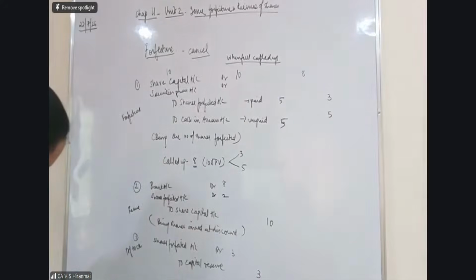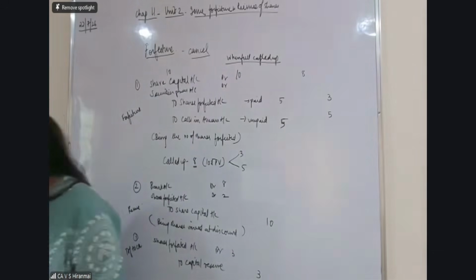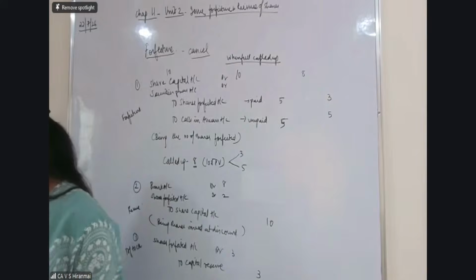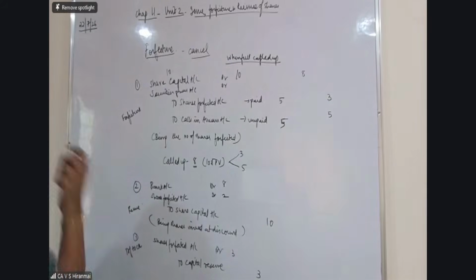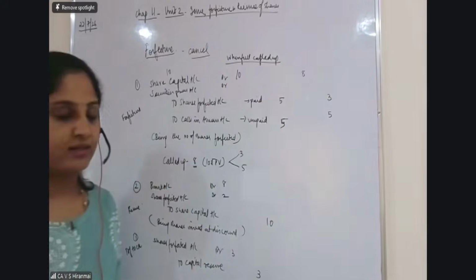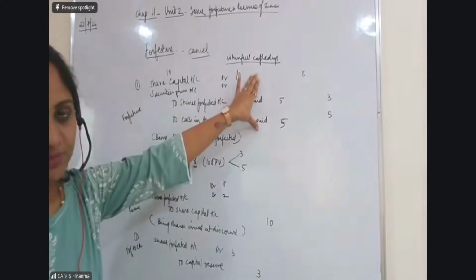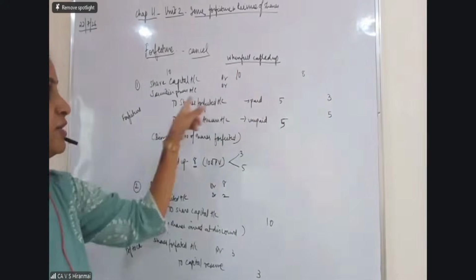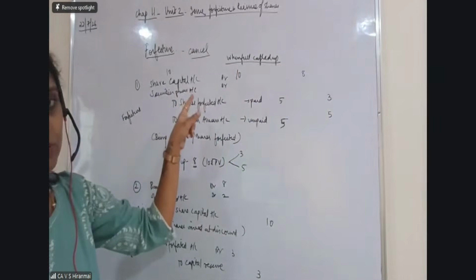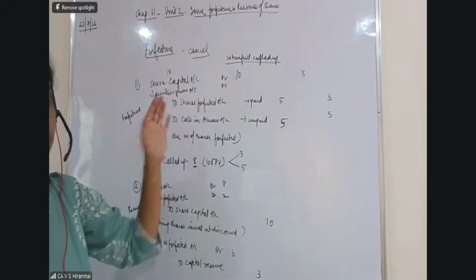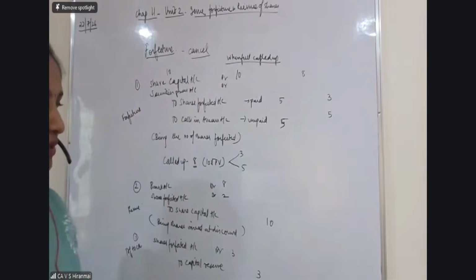Clear? So this is how you will pass your forfeiture entry, one single entry. But when the called up value is less, please consider the lesser called up value and take it. Okay. And then, if there is premium in the question and premium is not paid, then you have to debit the securities premium also. If premium is paid, don't debit the securities premium. Do it as a normal question.